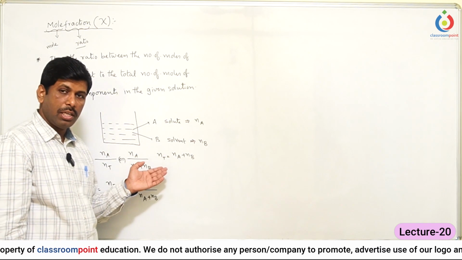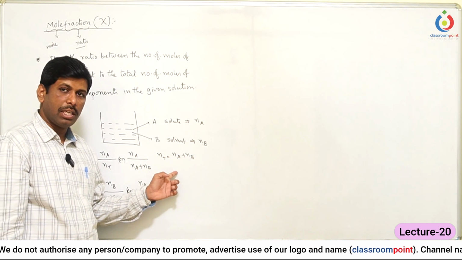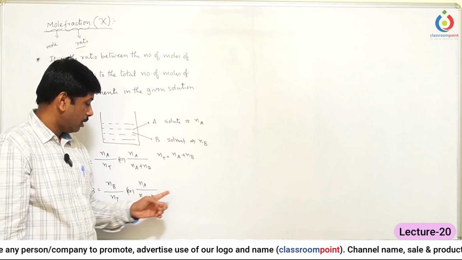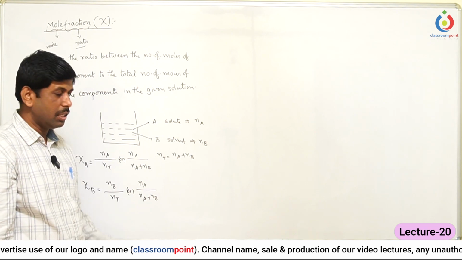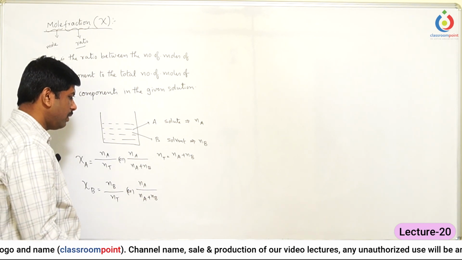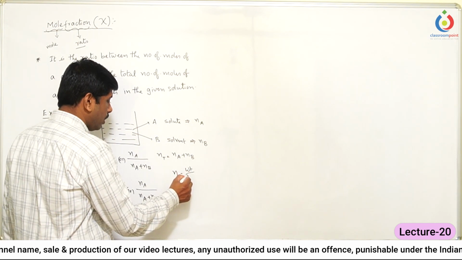If a third component is also present, namely C, then the total number of moles becomes Na plus Nb plus Nc. Here also it is Na plus Nb plus Nc. Like this we have to take it. But we also know that number of moles is weight by molecular weight.